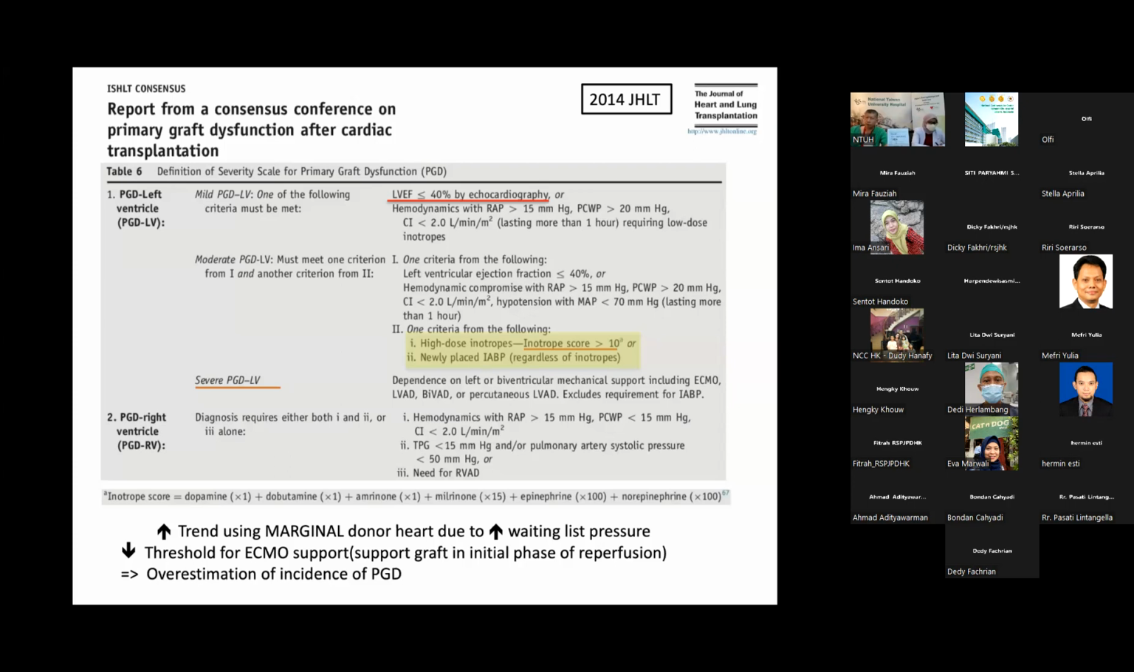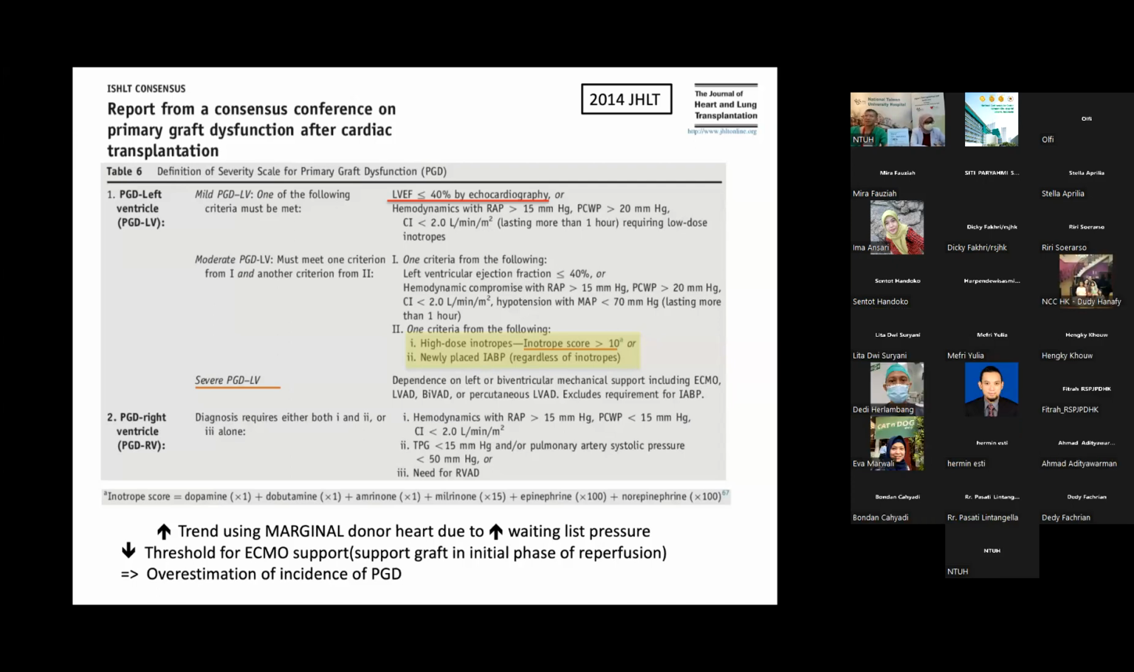You can see this marginal donor. But sometimes because of the waiting list pressure, the pressure is not only from the patient but also from the surgeon. If the patient's condition becomes very poor, you have to put any possible heart in the patient, especially if the patient is under ECMO and the heart is very poor. You think any not-good heart is better than the bad heart. So that is the condition in which we usually make the decision.